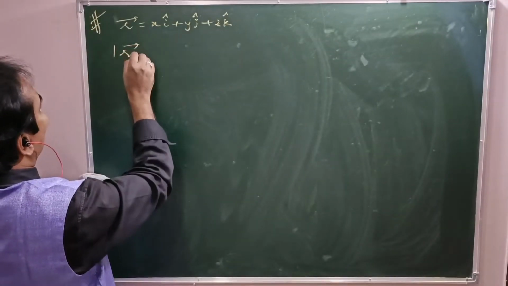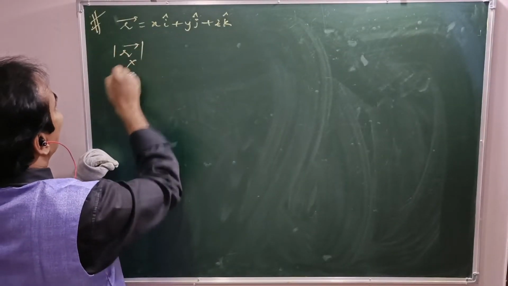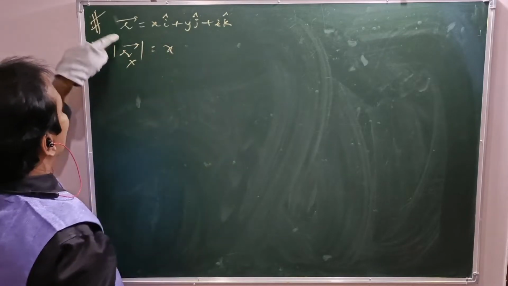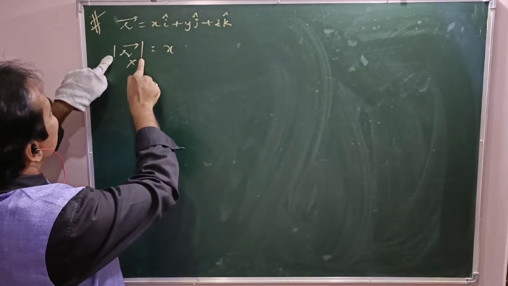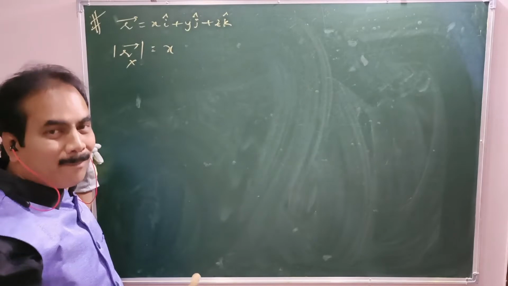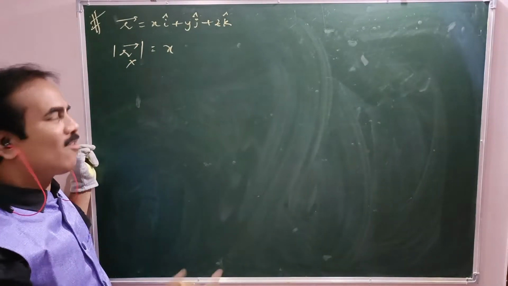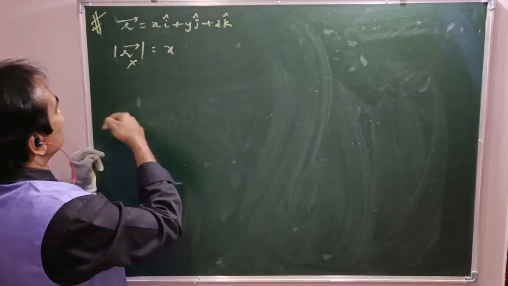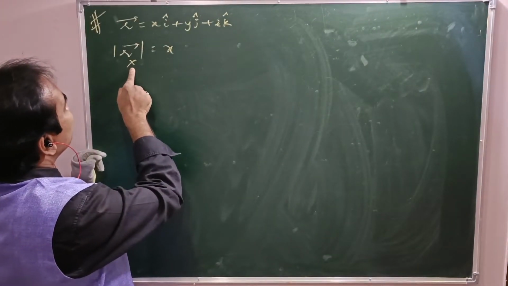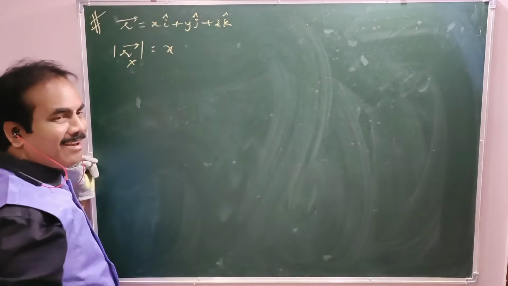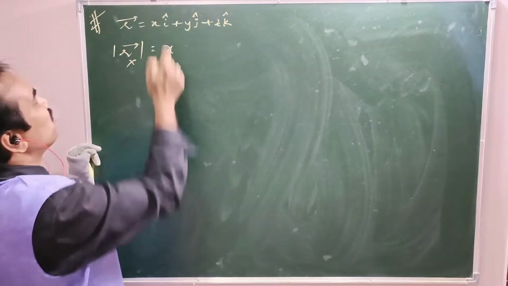Mod r cap along x means x. What does mod r bar mean? Modulus means magnitude or length or projection or scalar component. Mod r bar with suffix x means the length of that vector along the x-axis. What is that length? x units.